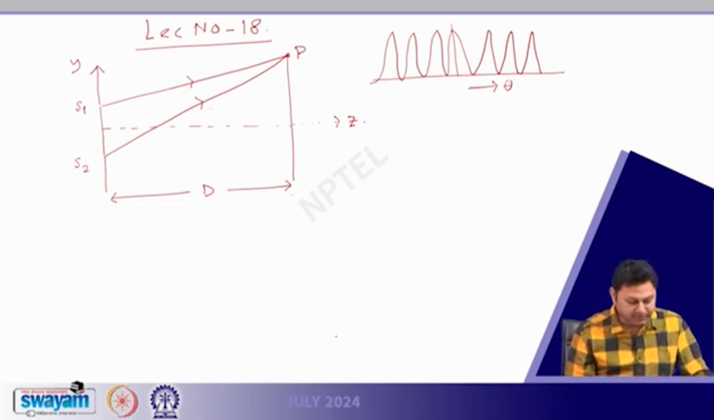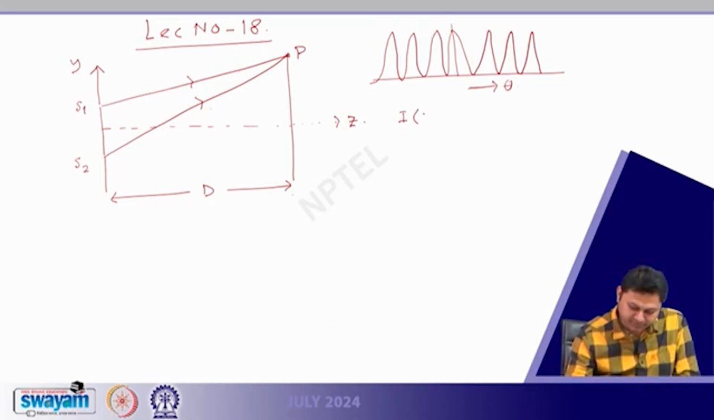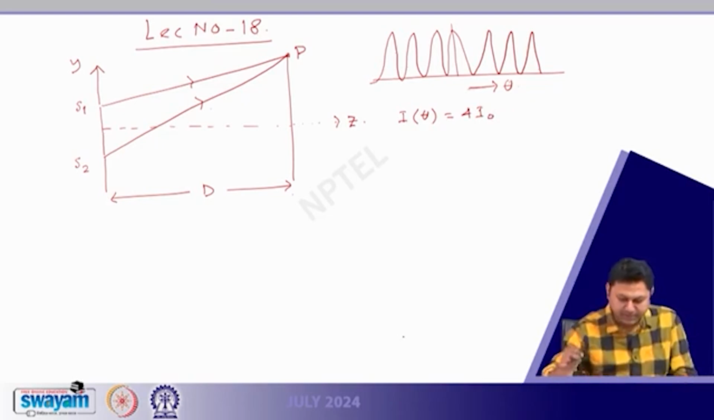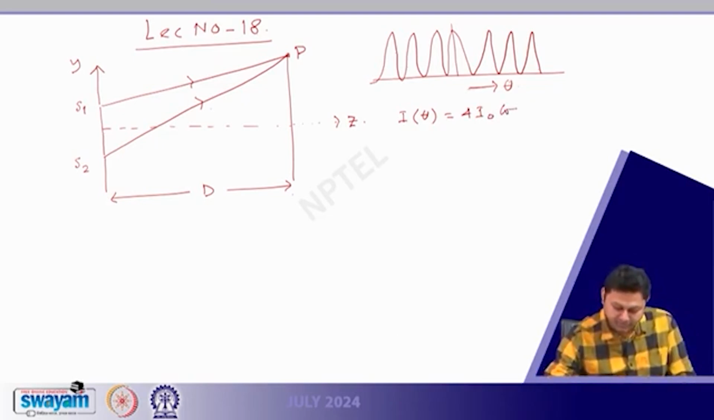We find that the intensity, which is a function of theta, can be represented by the formula 4 I naught cos square of pi a sin theta divided by lambda.